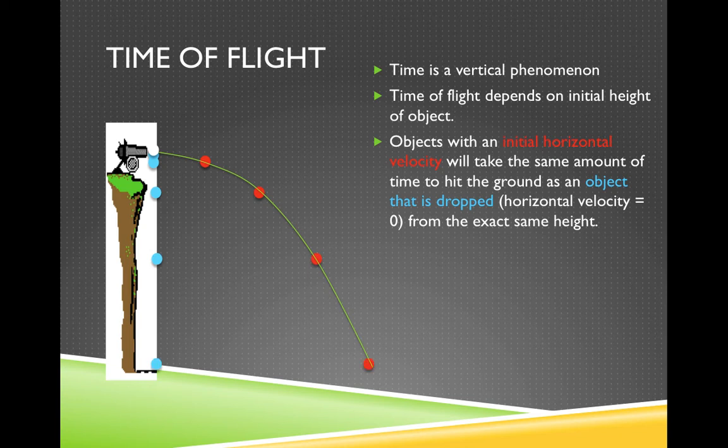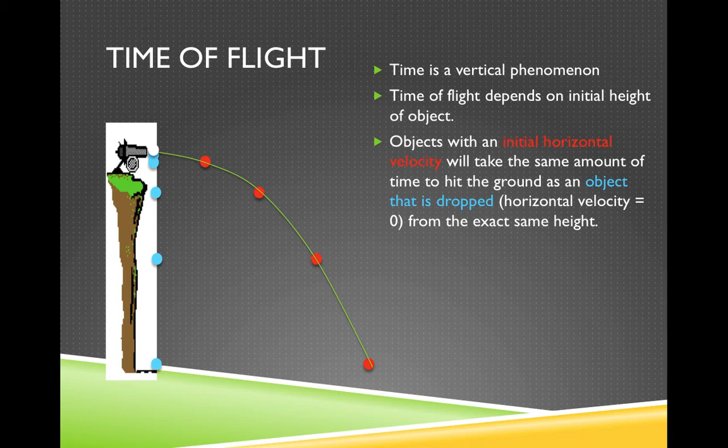So what this means is that an object that is launched horizontally will take the same amount of time to hit the ground as an object that is dropped from the same height. This is because the horizontal motion is completely independent of the vertical motion. So although, with respect to the horizontal dimension, one is moving and the other is not, with respect to the vertical dimension, both are essentially in free fall, with an acceleration of 9.8 meters per second squared.